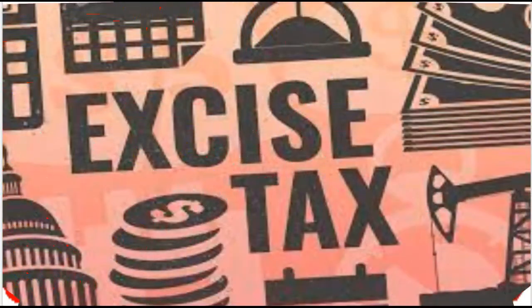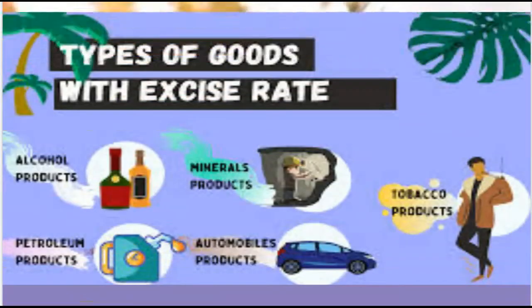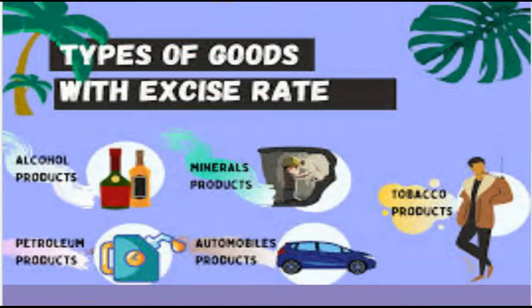Excise tax is our next tax revenue. Excise tax is a tax paid when purchases are made on a specific good, such as gasoline. Some examples of excise tax are taxes on alcoholic beverages, insurance premiums, hotel and motel rooms, and rental cars.